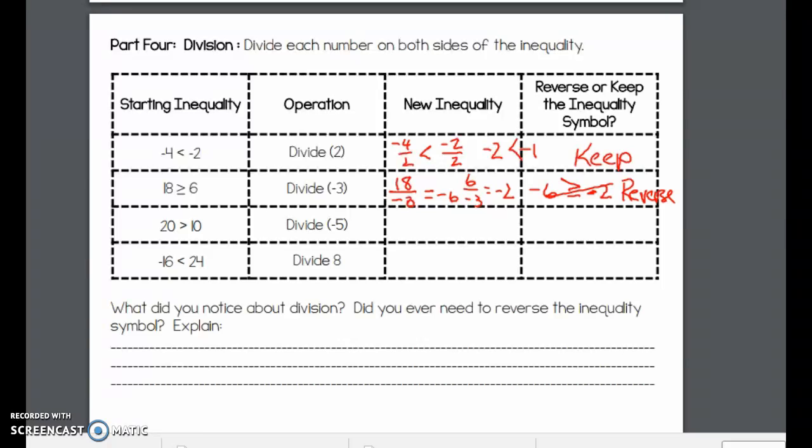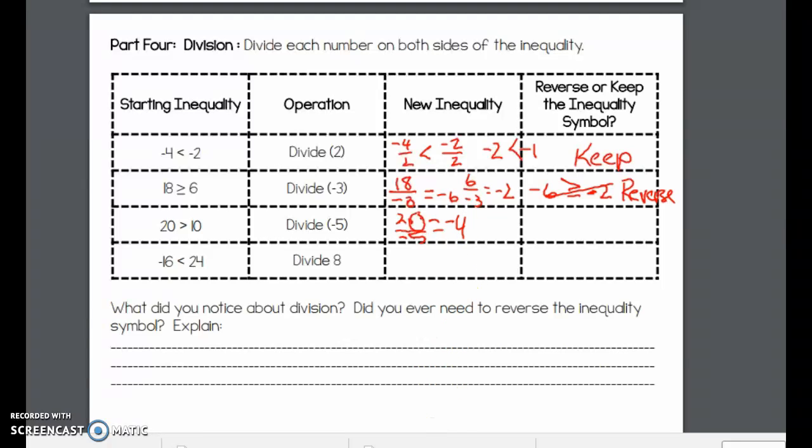Aiden's going to help us with the next one. Write it just like I did. 20 over negative 5. There you go. Over negative 5. What does that equal? Do you know? I'll help you. Negative 4. Good. Equals negative 4. Let's write it out so everybody can see.